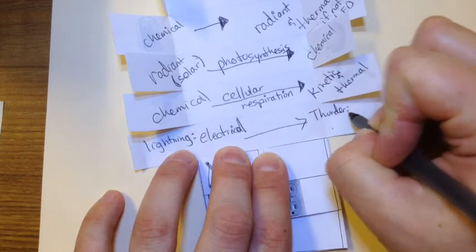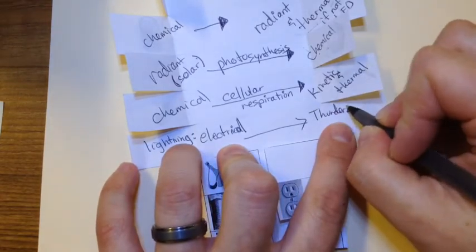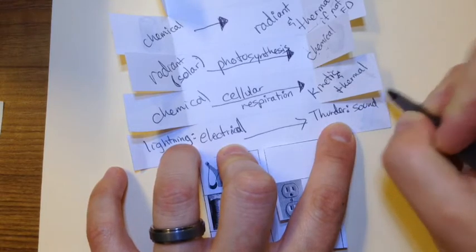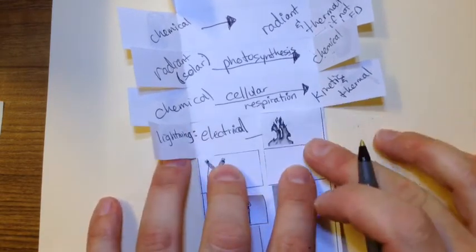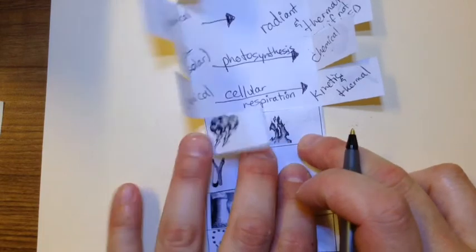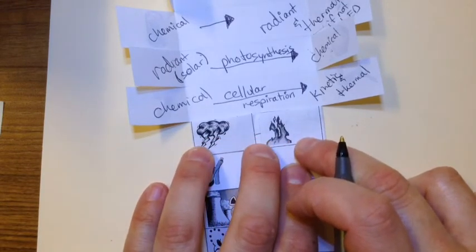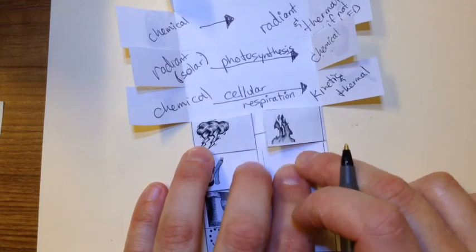What kind of energy is thunder? Sound. Okay, but what other type of energy can we get? If the lightning starts a fire, what kind of energy is that? Thermal.